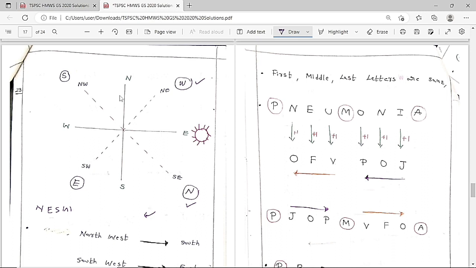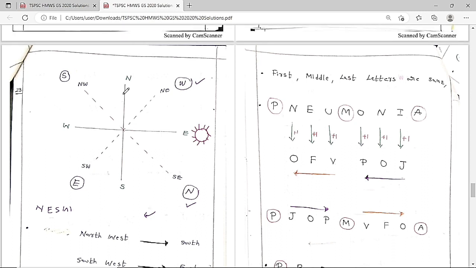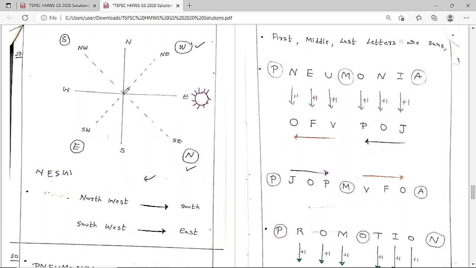So now in this question, northwest is now becoming south, and southwest is now becoming east. So this is the correct solution of this question. So northwest is becoming south, and the southwest is becoming east. This is the correct solution of this question. So like this always you have to do the analysis.